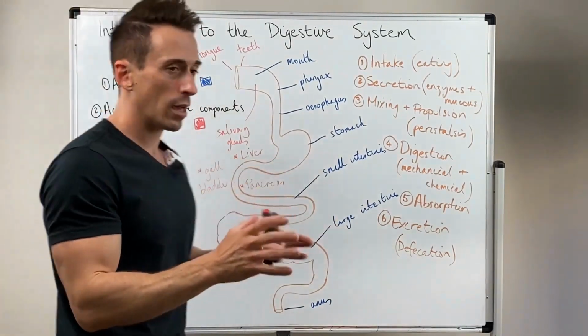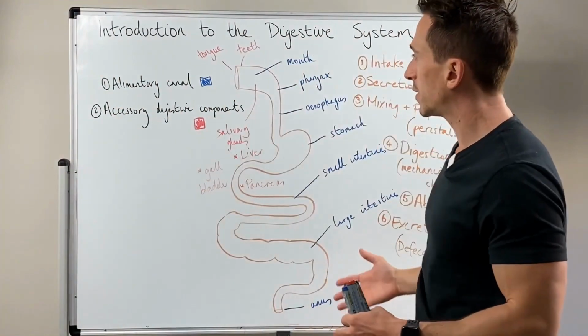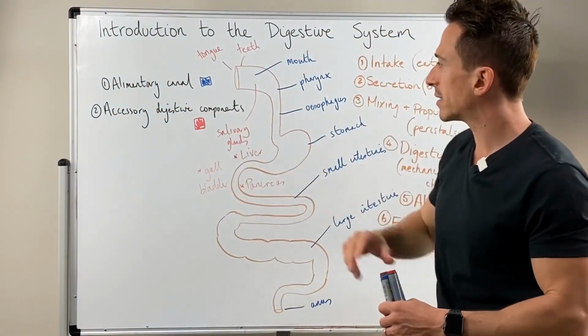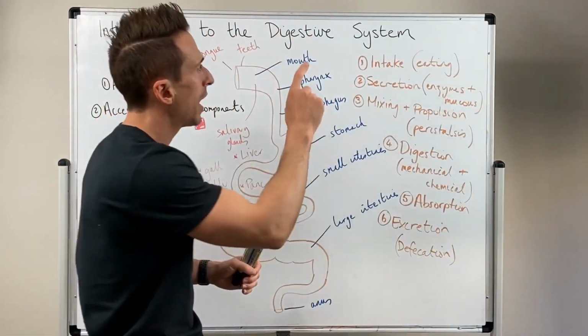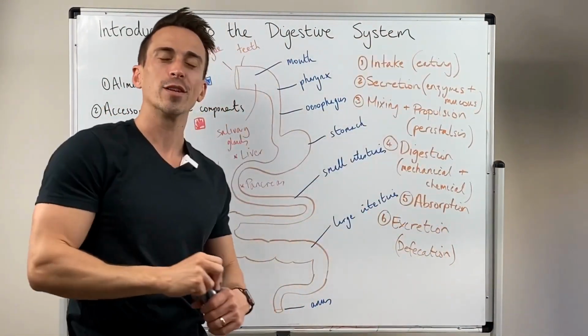So what we've gone through here, first of all, is we've broken the digestive system into the alimentary canal and the accessory structures. We'll be talking more about this in detail in future videos, and all the different functions of the digestive system.